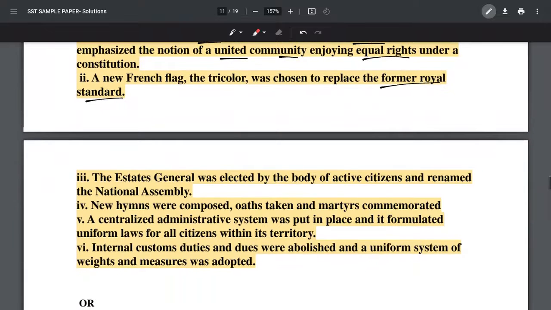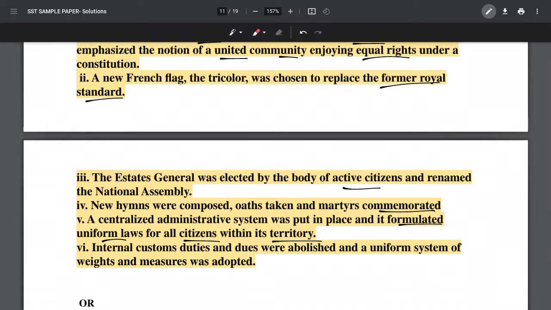Now, the Estates General was elected by the body of active citizens and renamed the National Assembly. Convention and the National Assembly, isn't it? The third estate people did that. Then new hymns were composed, oaths taken, and martyrs were commemorated. So hymns, oaths, vows, all of these things were considered for the martyrs who were not there anymore, and they were commemorated, remembered. A centralized administrative system was put in place and it formulated uniform laws for all citizens within its territory.